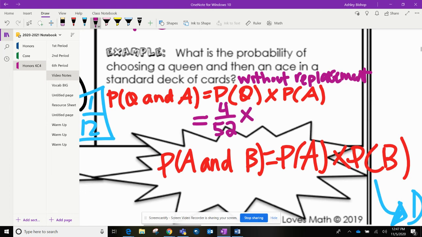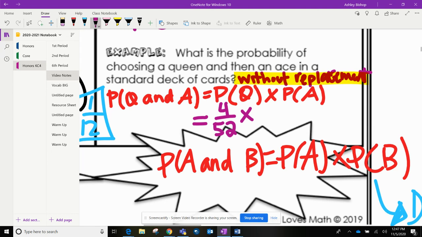Now, this problem said without replacement. Every time you see without replacement, these things need to apply. I took that queen. I picked a card out of my 52. I picked one queen and I put it in my back pocket. I did not put it back in the deck of cards.